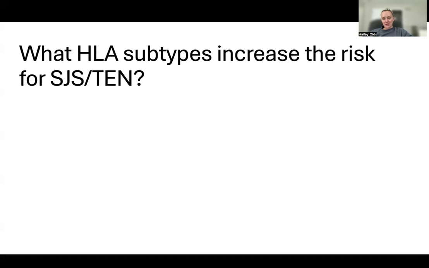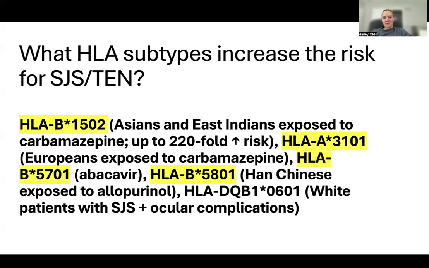What HLA subtypes are associated with an increased risk for SJS or TEN? So, HLA-B*1502 is increased risk in Asian and East Indians, and that's with carbamazepine. HLA-A*3101 is also with carbamazepine, but in European populations.